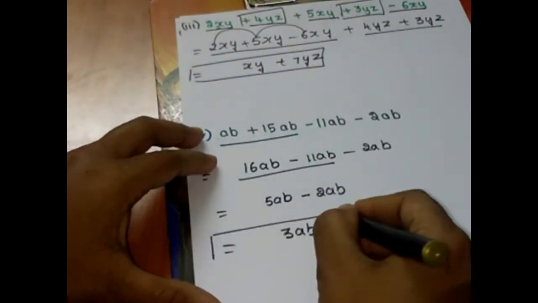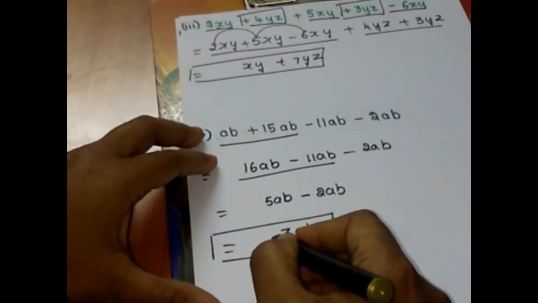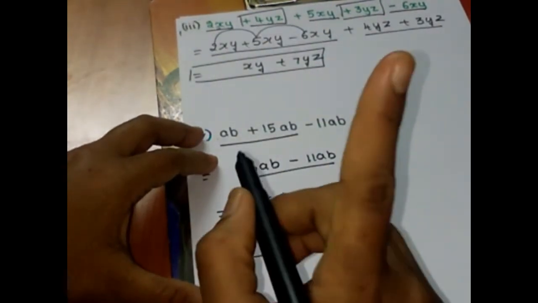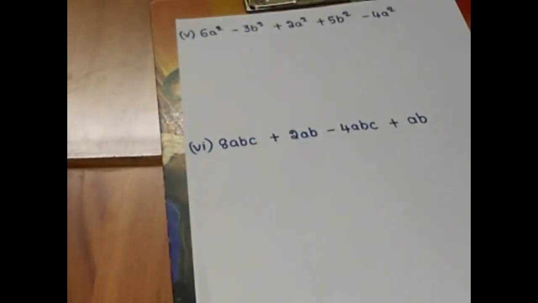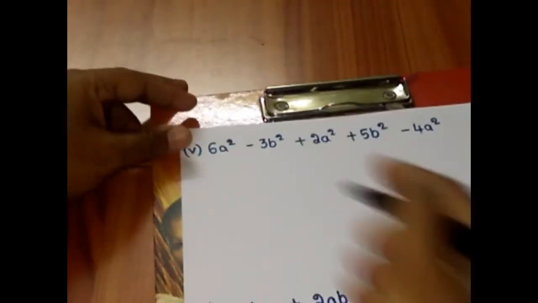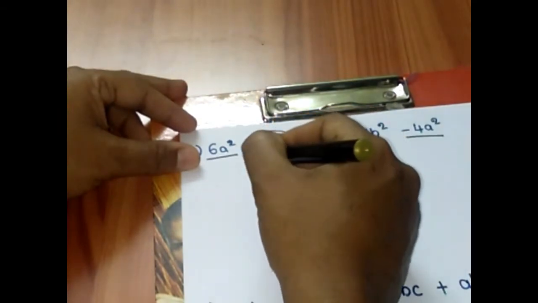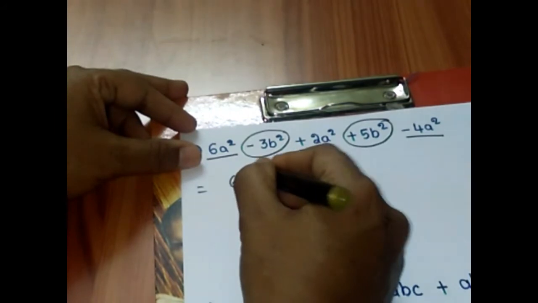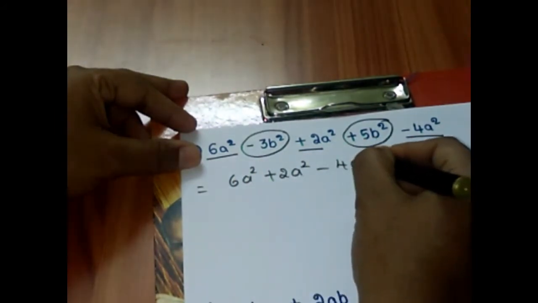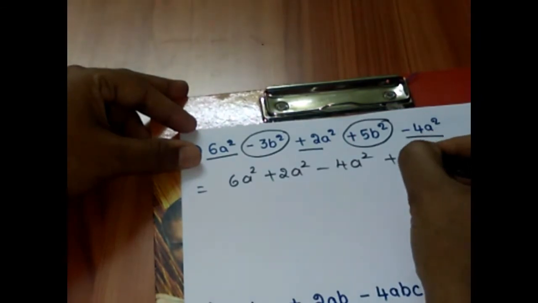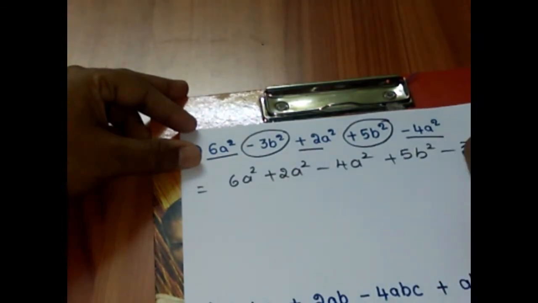Notice children, where there is a possibility of writing plus, we are not indicating. But if it is minus, you have to indicate it with minus sign. Question number 5. A square, A square, A square first group, B square with the second group. 6A square plus 2A square minus 4A square plus 5B square minus 3B square.